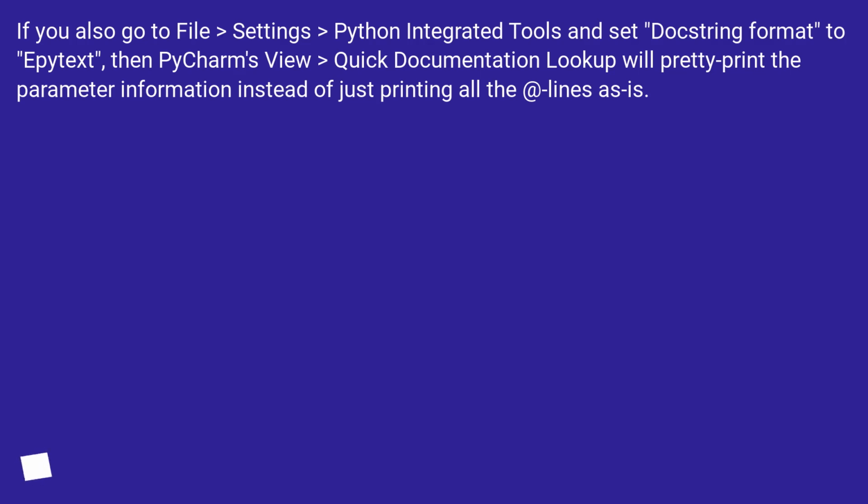If you also go to File > Settings > Python Integrated Tools and set Docstring format to reStructuredText, then PyCharm's View > Quick Documentation Lookup will pretty print the parameter information instead of just printing all the lines as is.